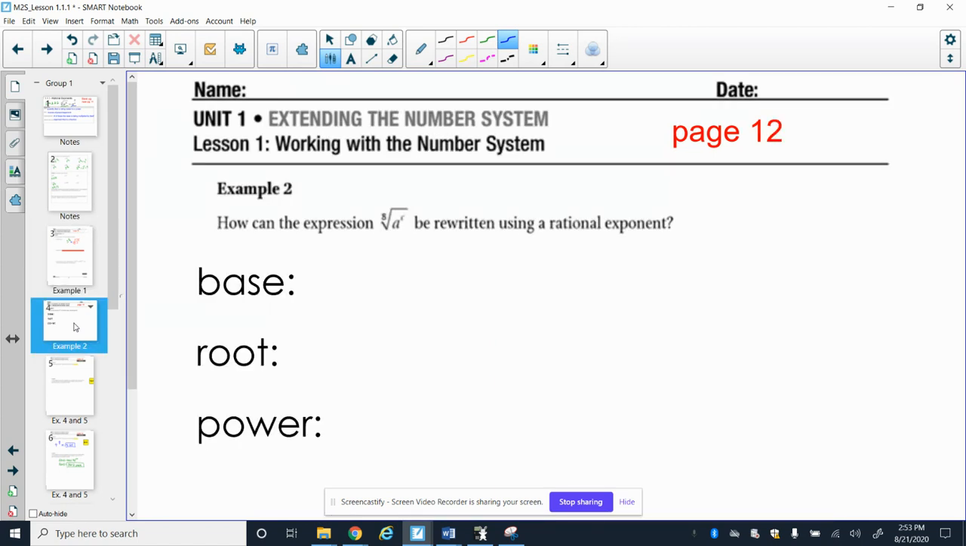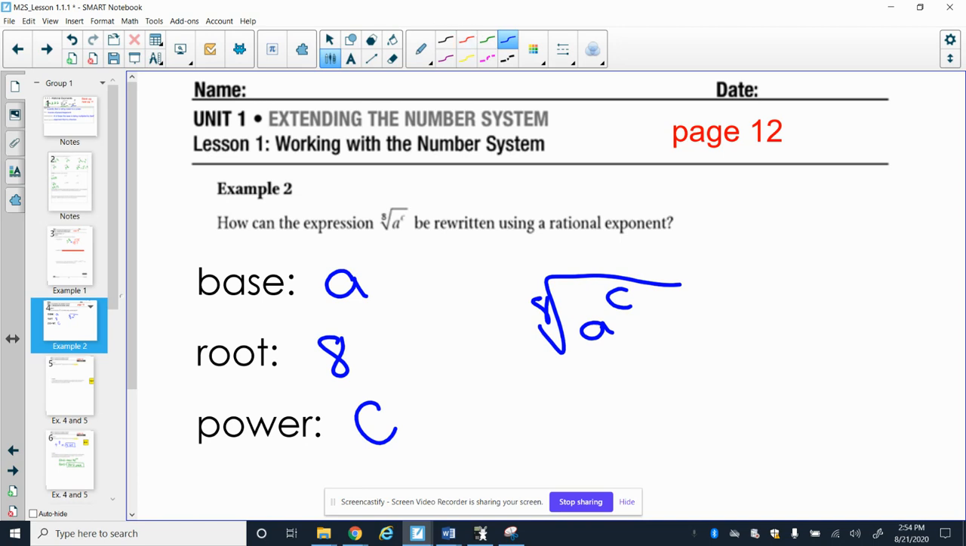Okay, see another one. So page 12. Now we have a base that's just a letter, a variable. That's fine. So I'll write this out a little bigger. We have the 8th root of a to the c power. If we were just working on our vocab here, the base would be a, that's what's being repeated. Our root, well, we have the 8th root, and then our power currently is c.